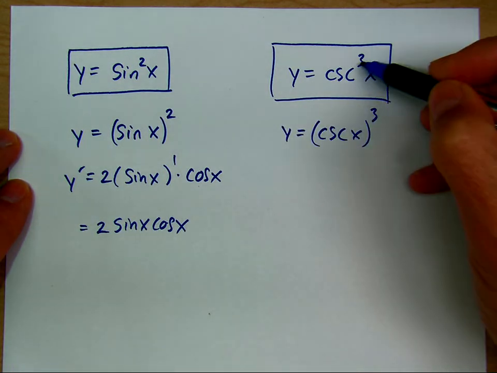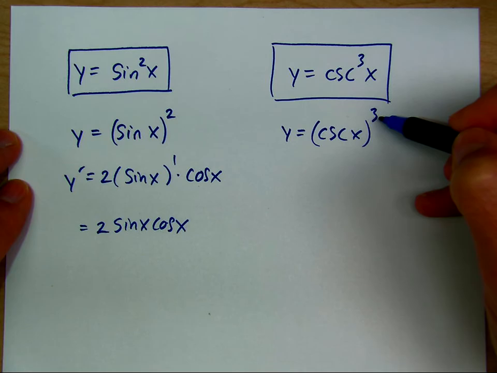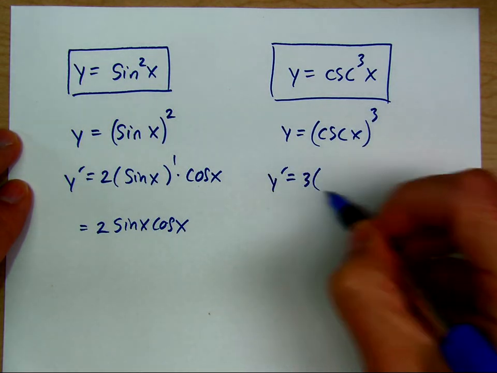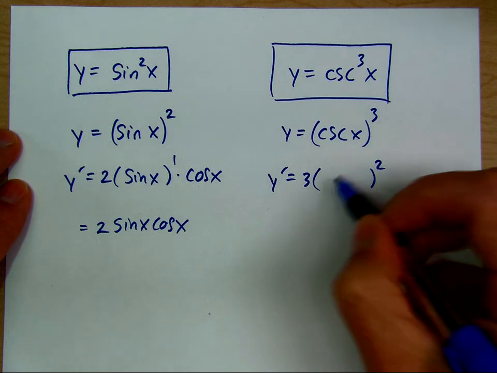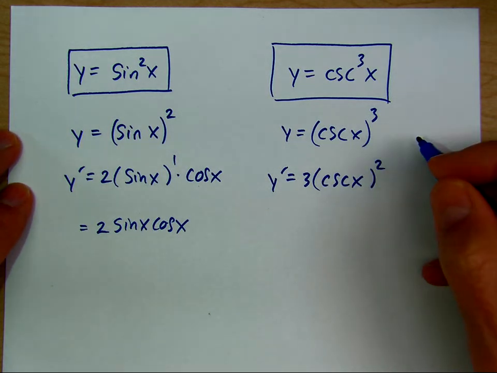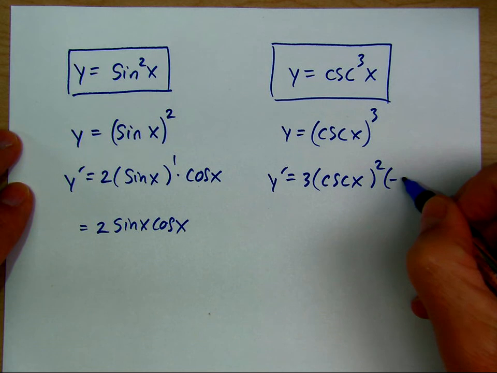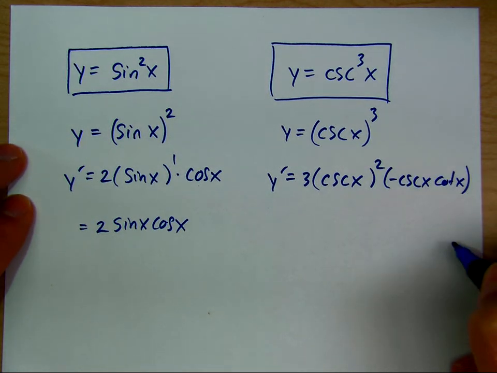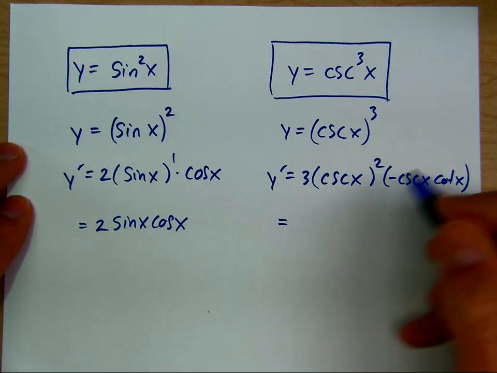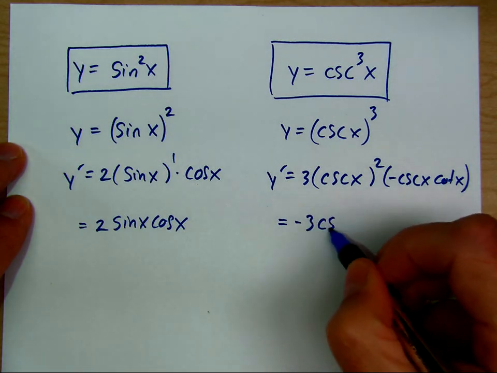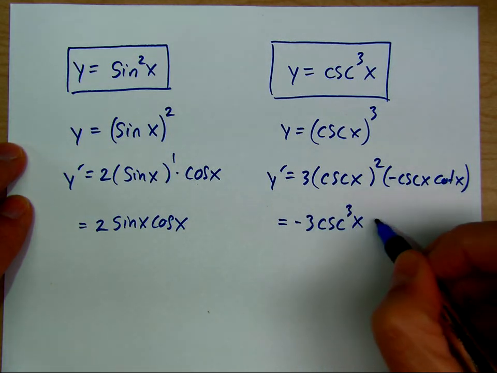Remember that that exponent would be there, so now we see the inside and the outside. The derivative is the derivative of the outside, leaving the inside the same, times the derivative of the inside. And that's going to be negative cosecant cotangent. So we can rewrite that as negative 3 cosecant cubed cotangent.